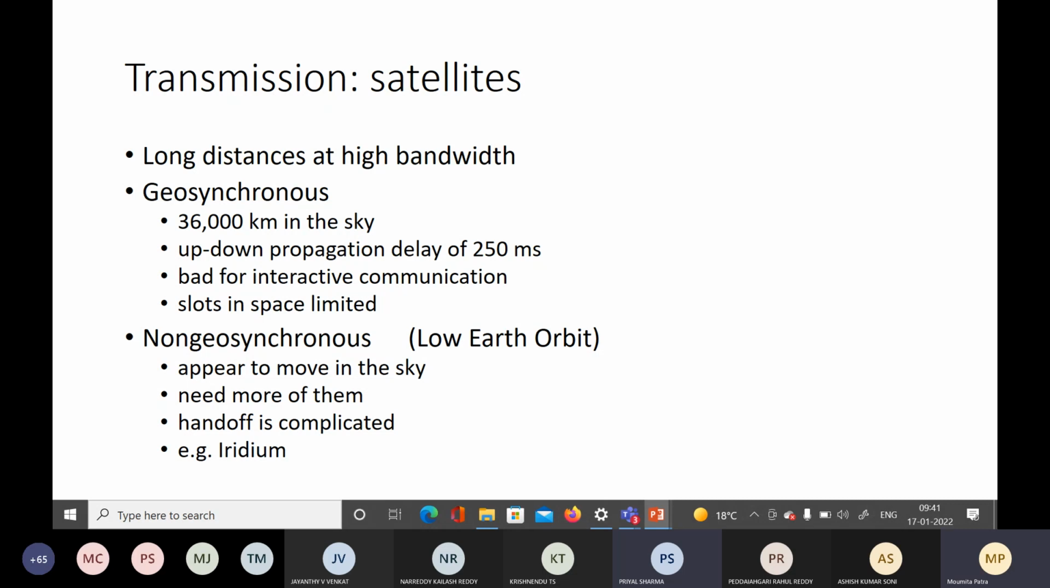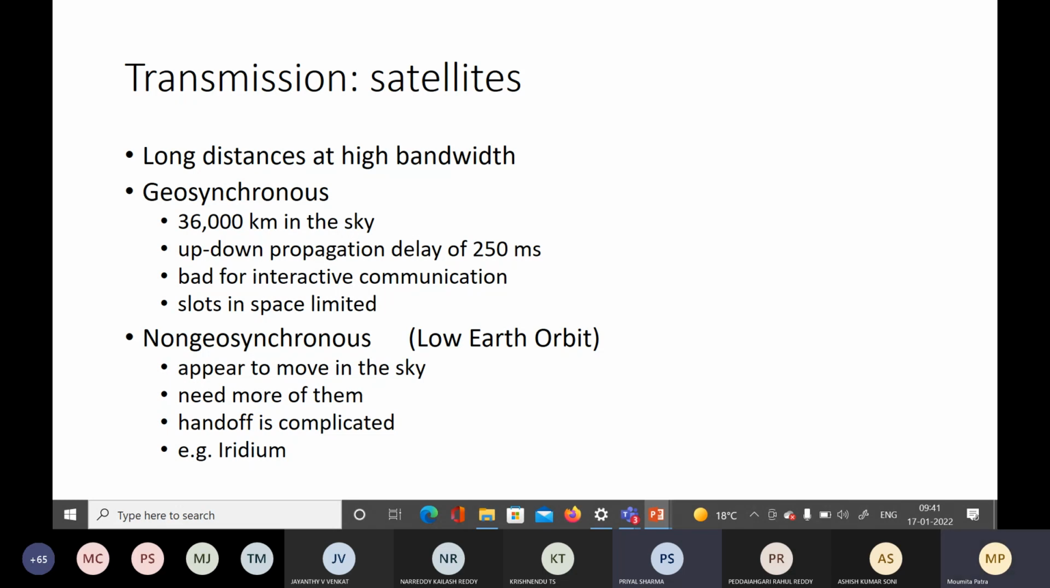Okay, so anyways, there are different types of satellites. We have geosynchronous and non-geosynchronous, that is low Earth orbit satellites. Geosynchronous satellites are placed around 36,000 kilometers from the Earth, and their propagation delay is around 250 milliseconds. Because 250 milliseconds is quite high, they are not good for interactive communications.